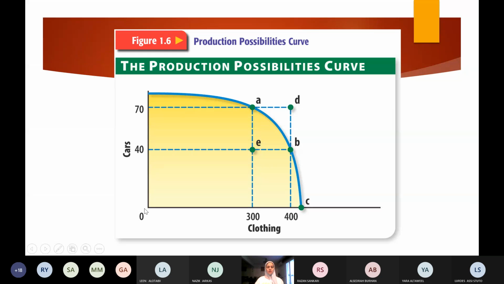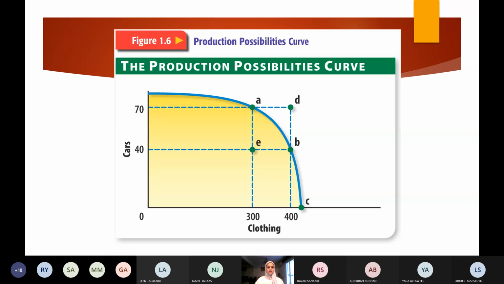So if I want to produce cars or I want to produce clothing, I am a factory, which to choose? If I am producing clothing and then I want to produce cars, it will come to E. So I have to minimize what I produce from clothing.